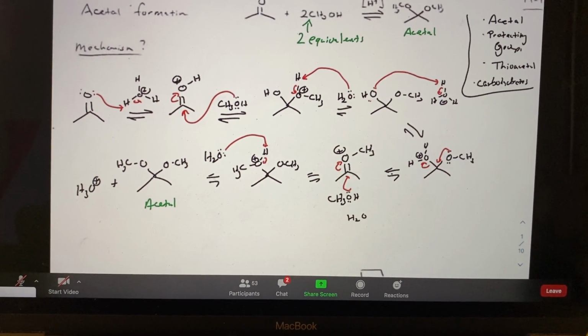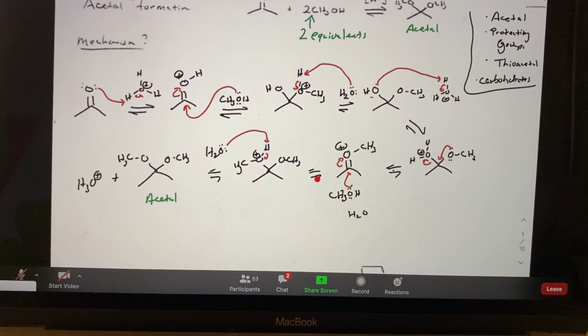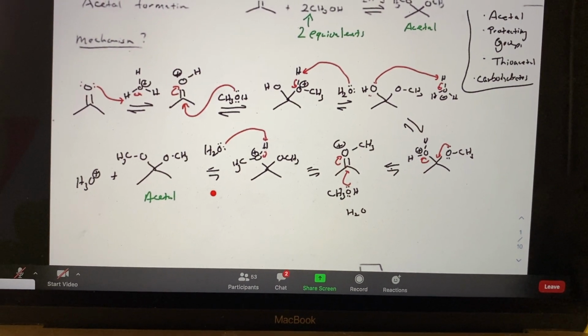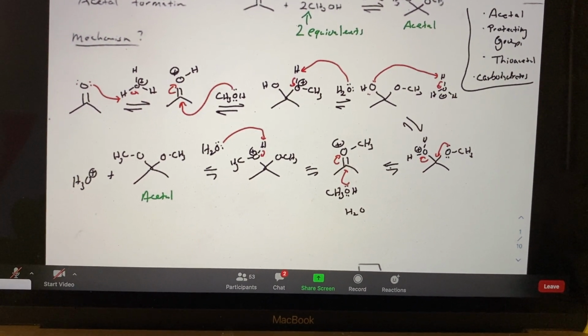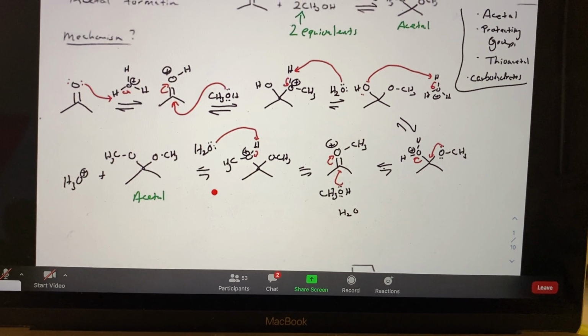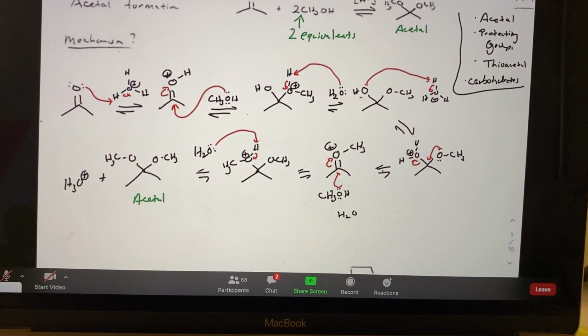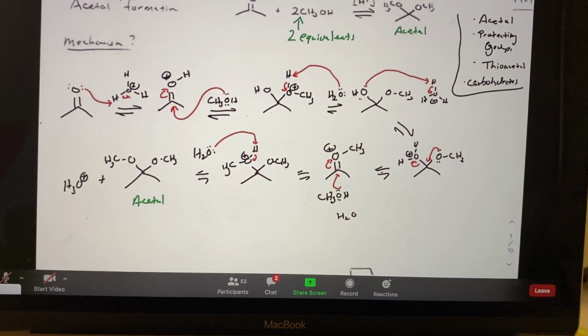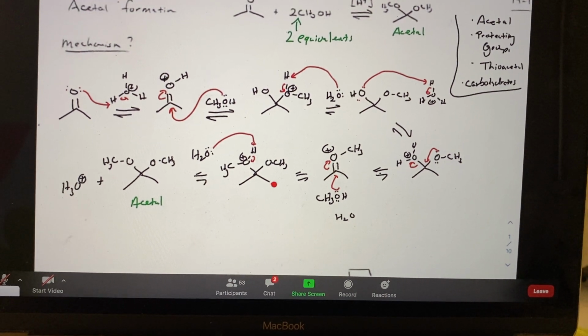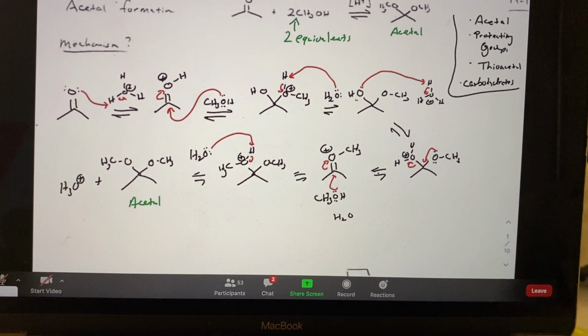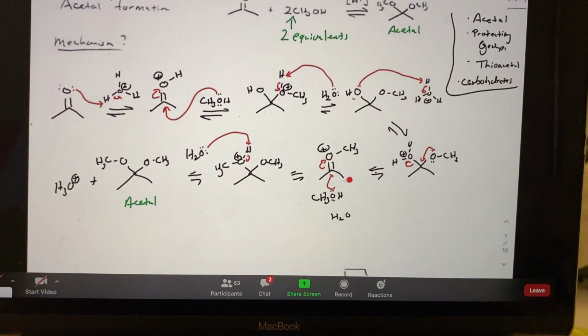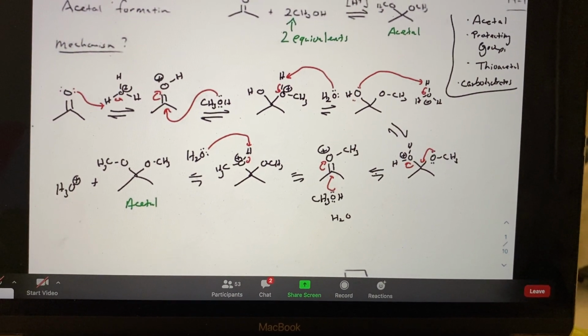A few more points about this is that all of these steps are reversible. This is important because we're going to use this as a protecting group. One of the things I would encourage you to do, as a subtle hint to something that one might be seeing next Thursday, is to draw the reaction in reverse. Think about the arrows, how the arrows would go in reverse, because this is a reversible reaction.